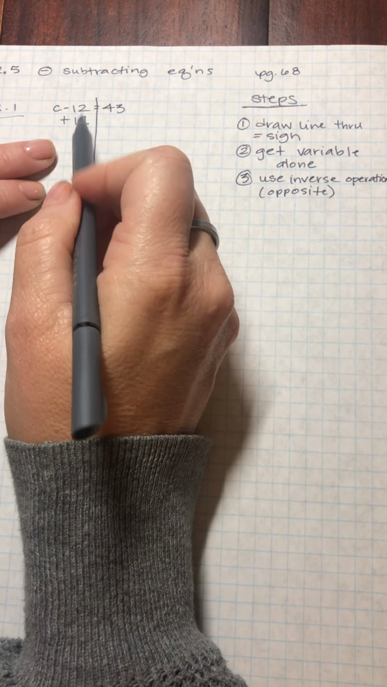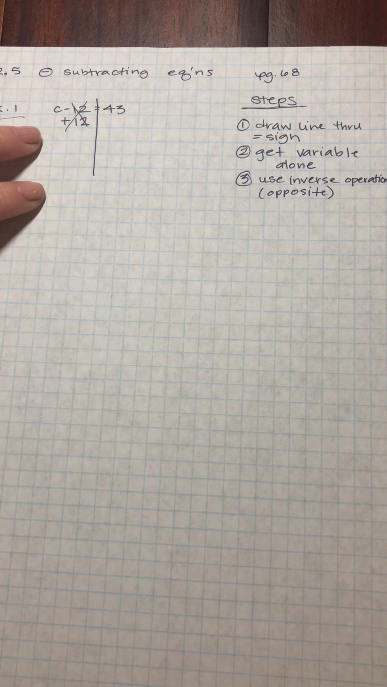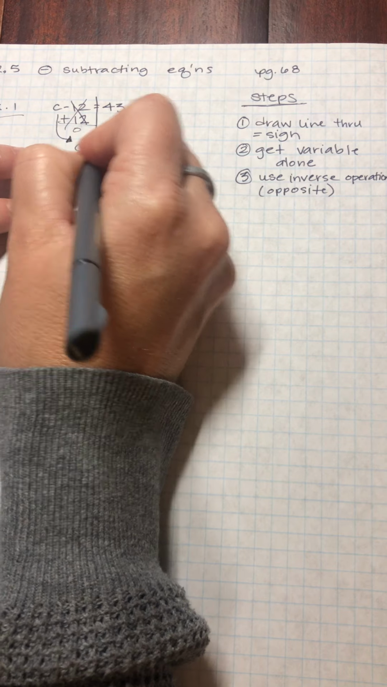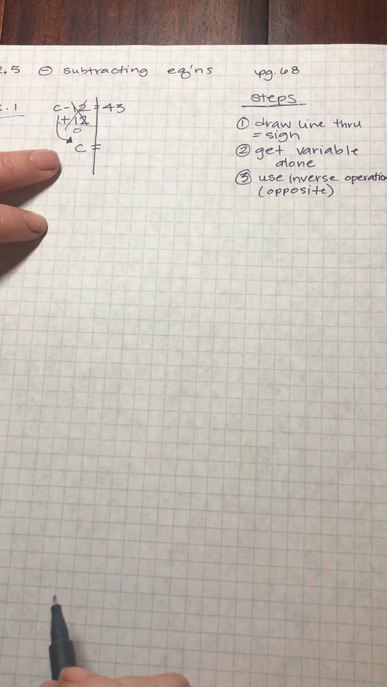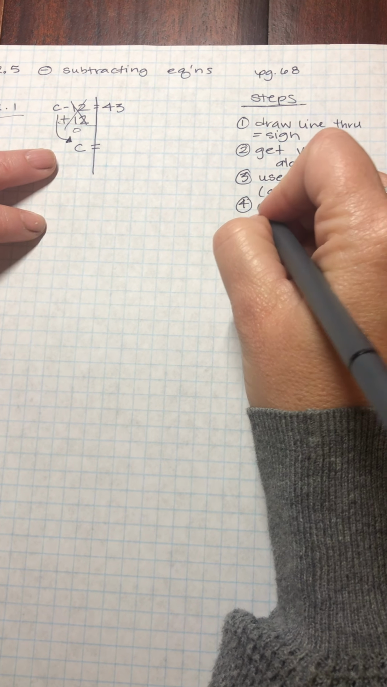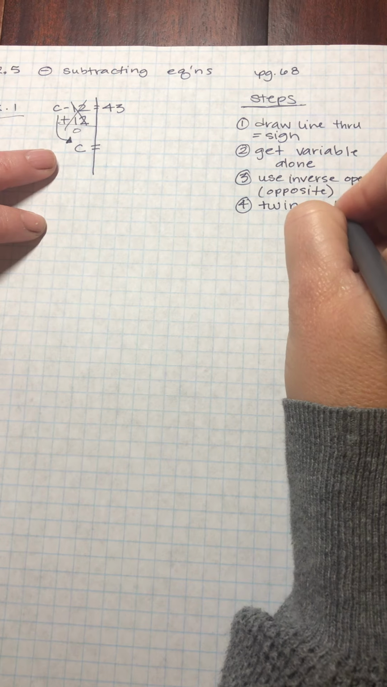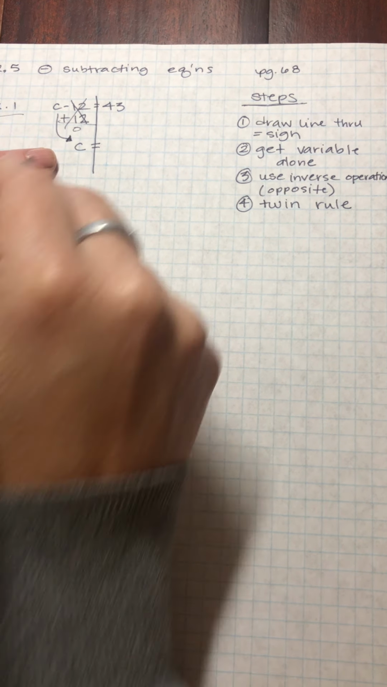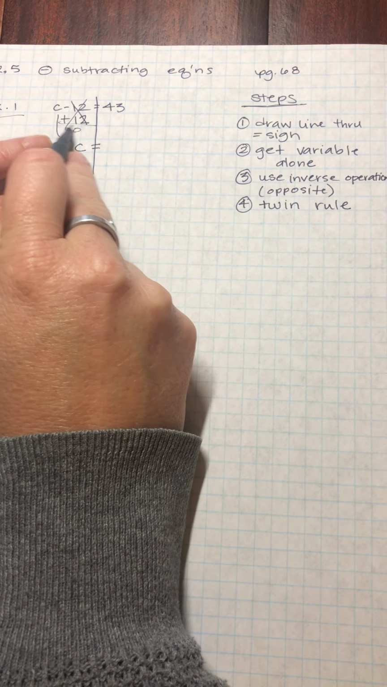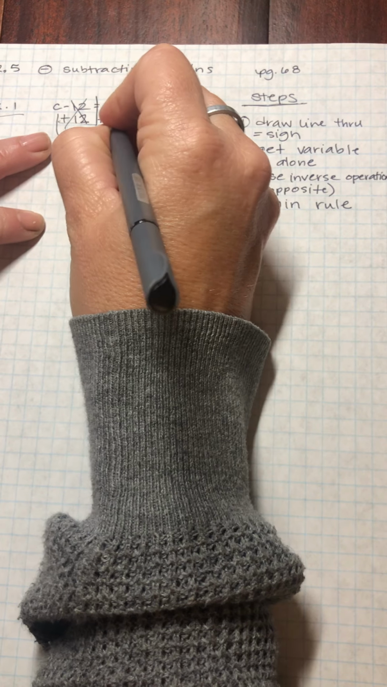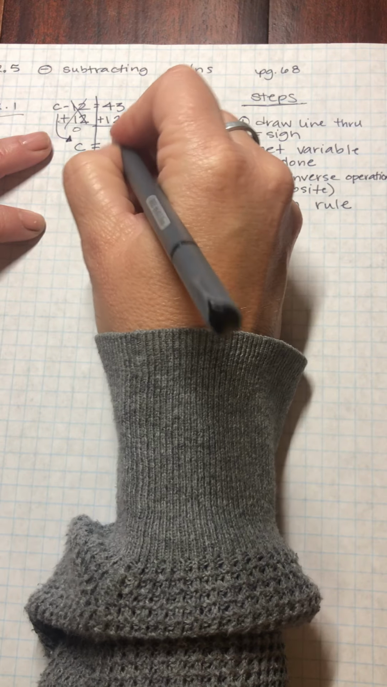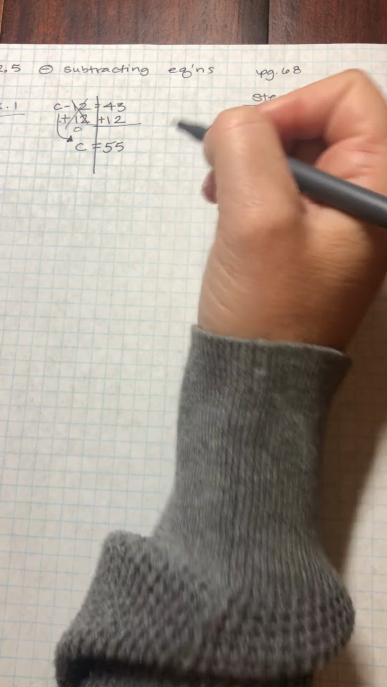So negative 12 plus 12 is 0, so that still falls out. I'm left with just a c on the left, and I still have equals. But now remember, step 4, we have to keep it balanced. We have to keep it fair. So we have that twin rule, okay? Whatever we do to one side, we have to do to the other. I did plus 12 on the left, so I'm going to have to do plus 12 on the right. And when I do, 3 plus 2 gives me 5, 4 plus 1 gives me 5. I end up with 55.